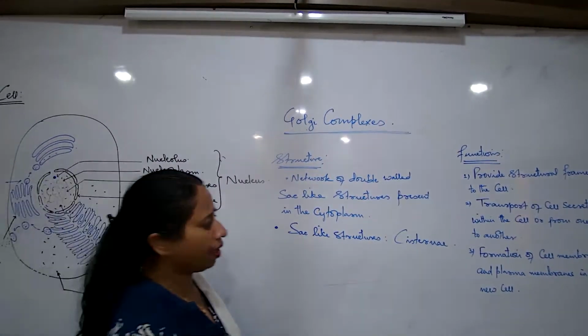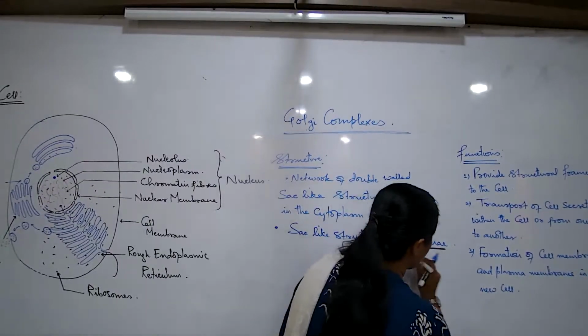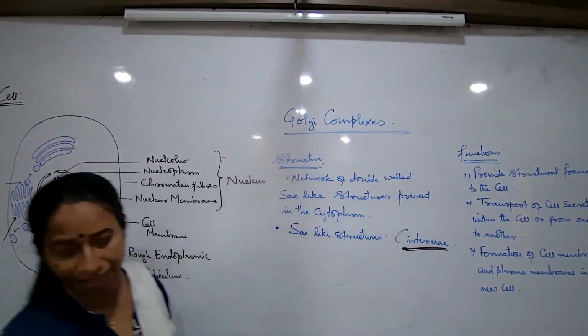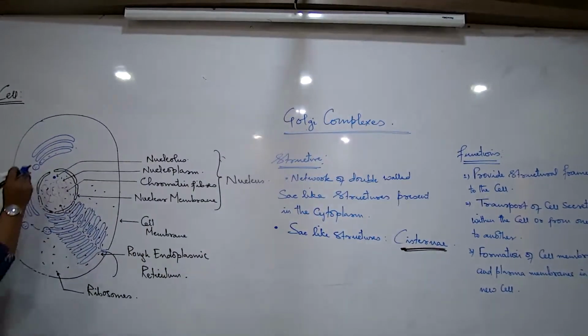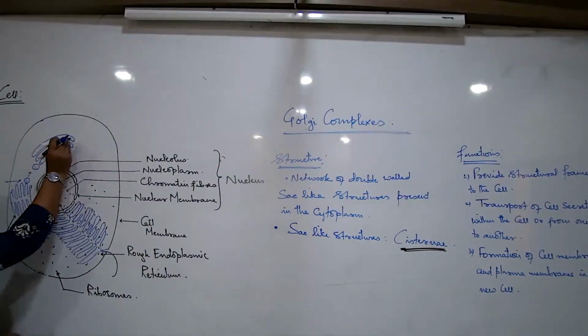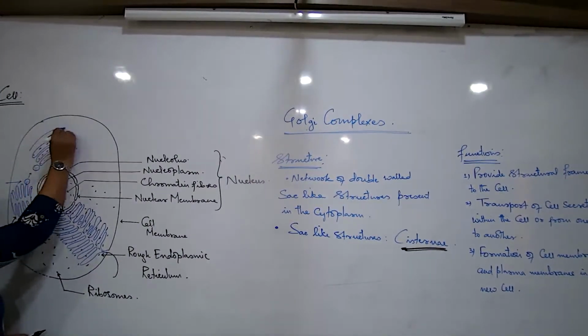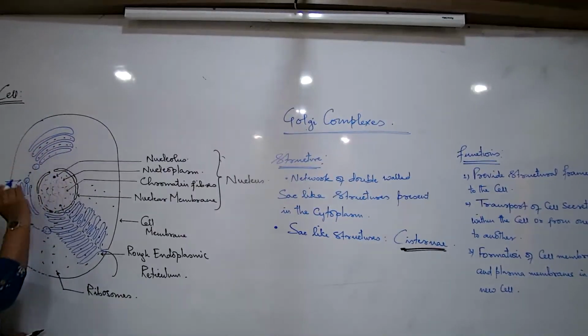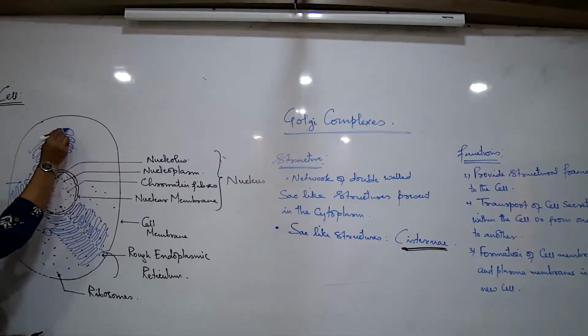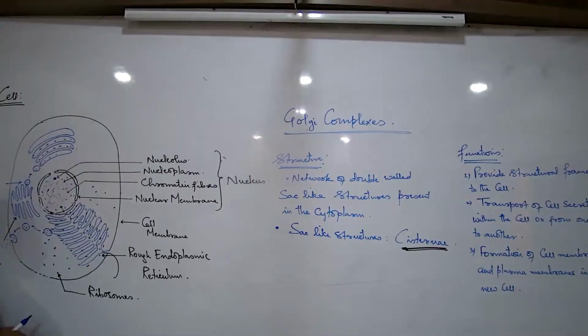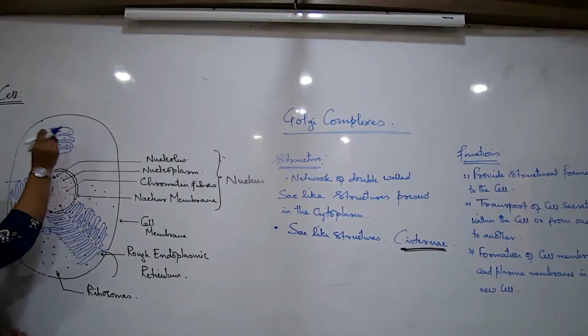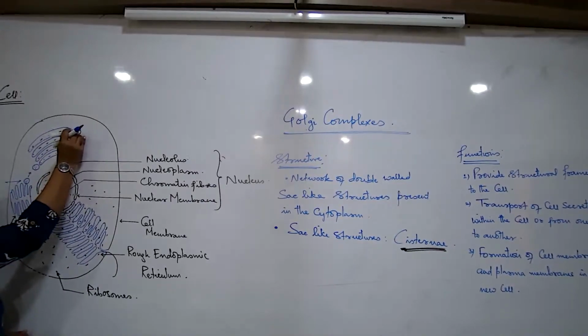Now, talking about the function, what does the Golgi produce? I may say that this Golgi is producing so many different types of enzymes. The Golgi is supposed to produce this entire network of satellite structures that we understand. This entire network will be producing so many different types of enzymes.